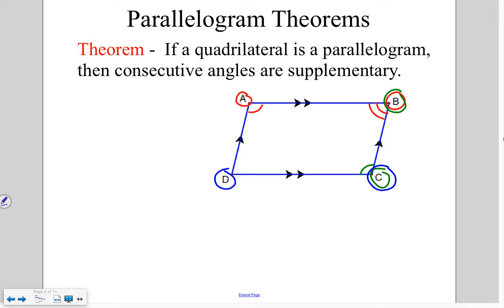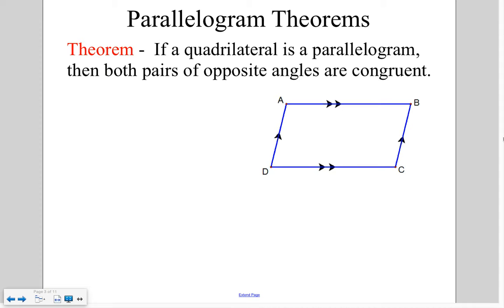C and D are consecutive angles. If I add them together, I would get 180 degrees. And lastly, I could do angles D and A, which are also consecutive angles. Adding them together would give me 180 degrees.